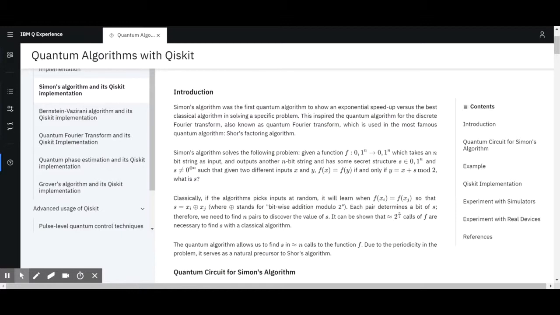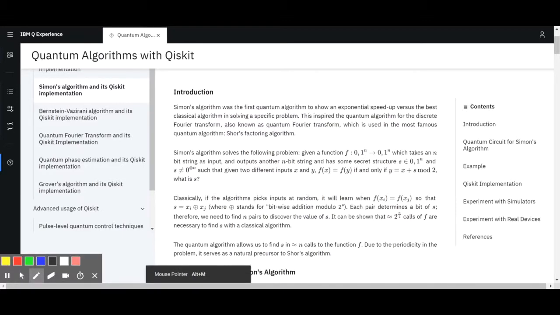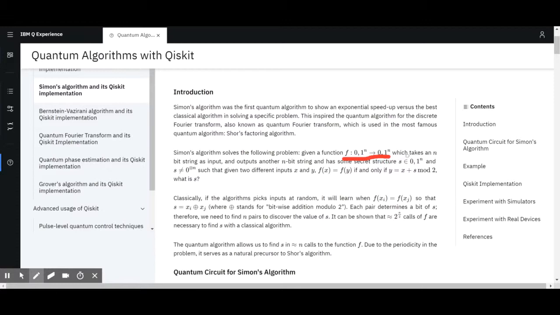Simon's algorithm solves the following problem: given a function like that, which takes an n-bit string as input and outputs another n-bit string and has some secret structure, such that given two different inputs x and y, f(x) equals f(y) if and only if y equals x plus s modulo 2.